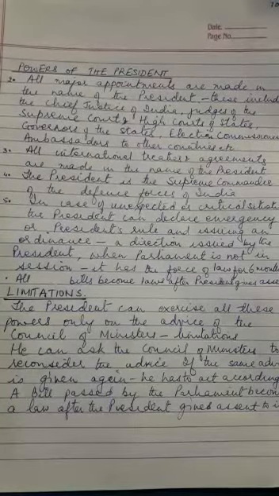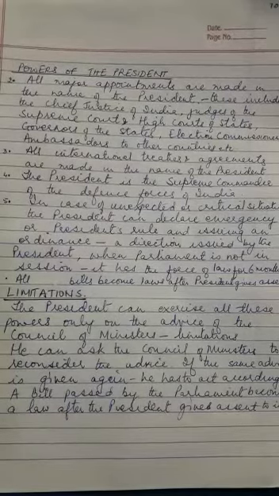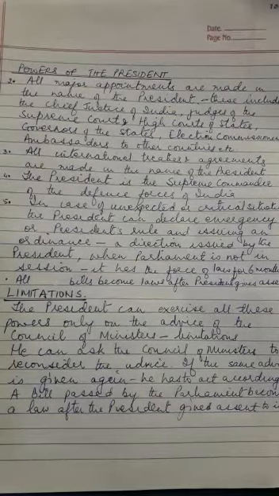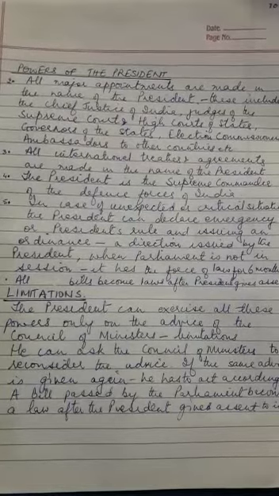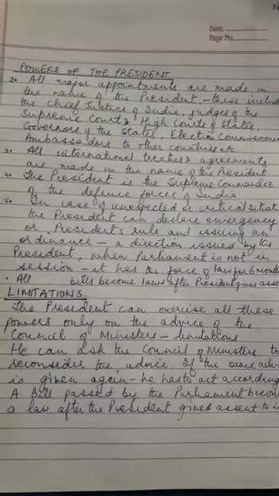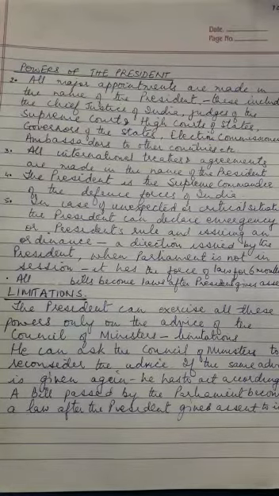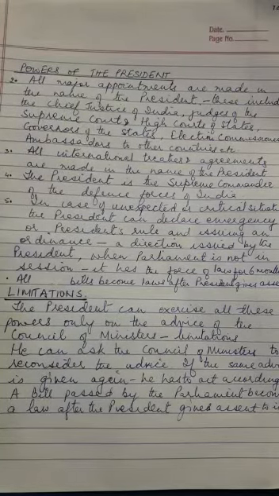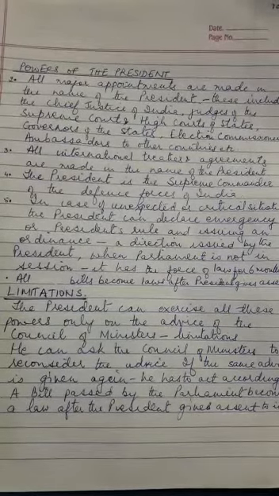A bill passed by the Parliament becomes a law only after the President gives assent to it. Even though both houses, Rajya Sabha and Lok Sabha, have passed the bill, finally it is sent to the President, and if the President gives assent, it will become a law. So the President is the head of the state in our political system, and he exercises only nominal powers. But he represents the entire nation, so his appointment is made in that way.